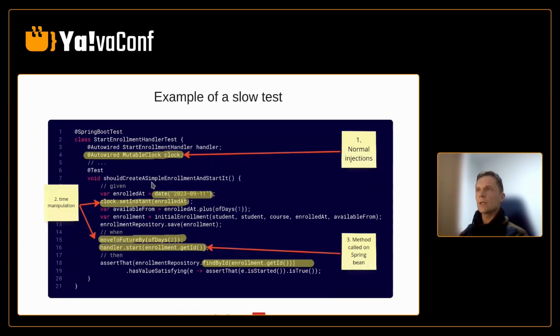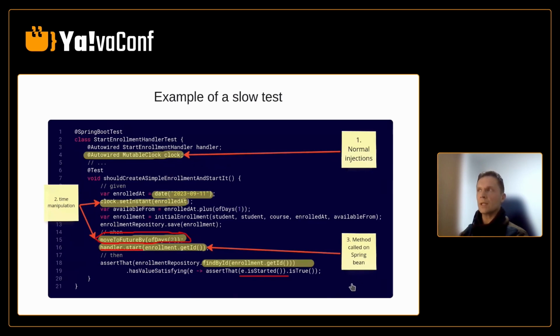But another test. Now this test is different by only this line of code over here. We move to the future by 2 days. And then we start our enrollment. And then we see that enrollment is essentially started. And this is Spring Bean.